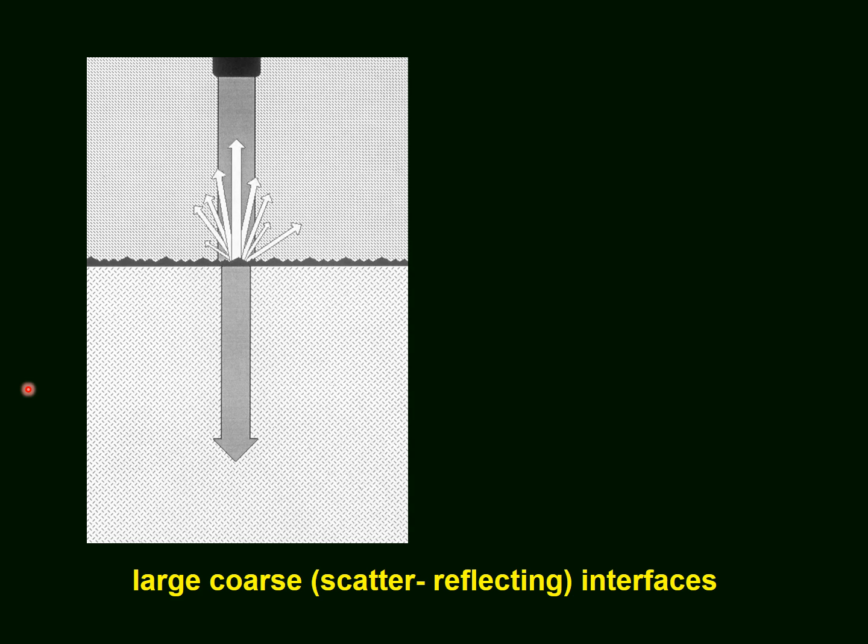Large coarse interfaces not only reflect but also scatter the ultrasonic incoming energy. We still have the maximum echo when we are aiming a beam perpendicularly at this interface. But this maximum echo will be weaker than from a smooth large interface of the same reflectivity.